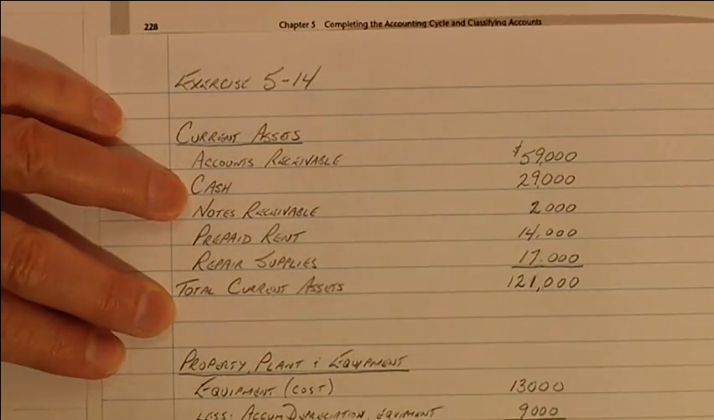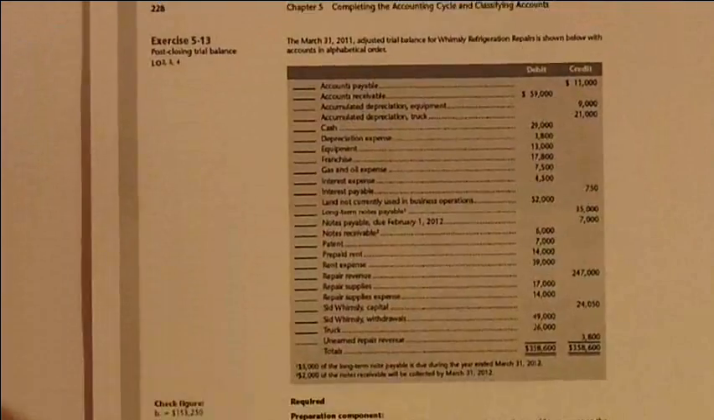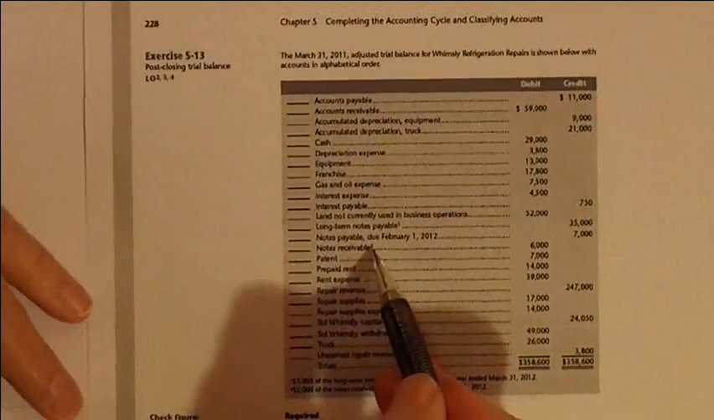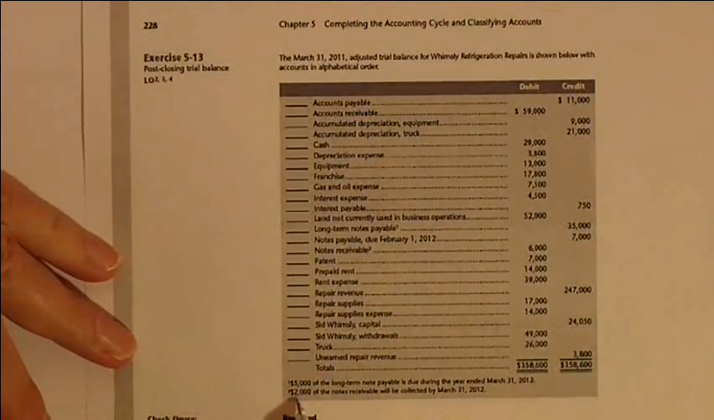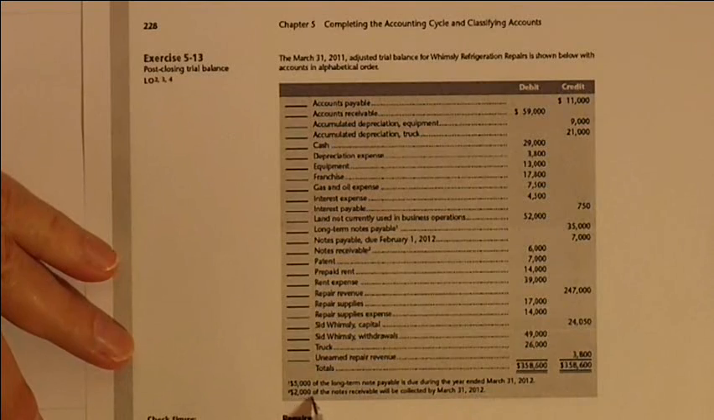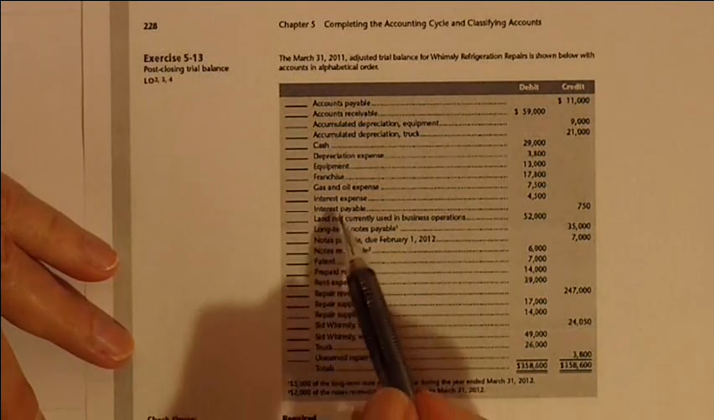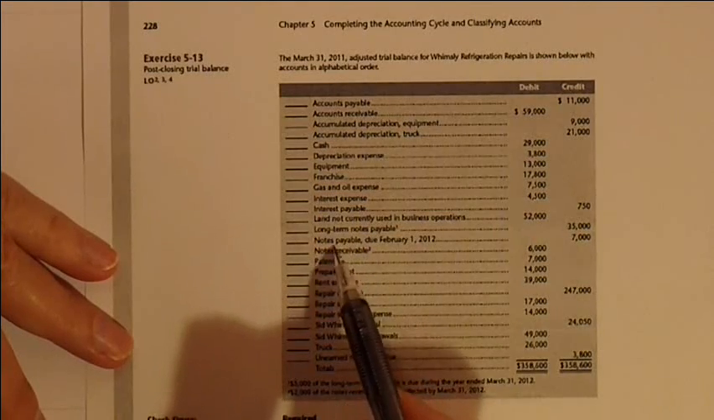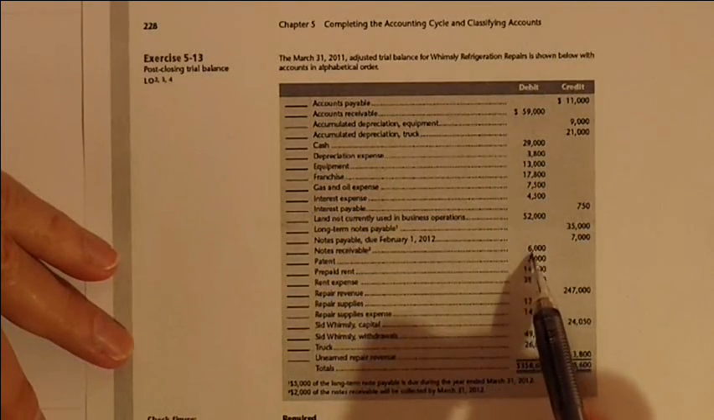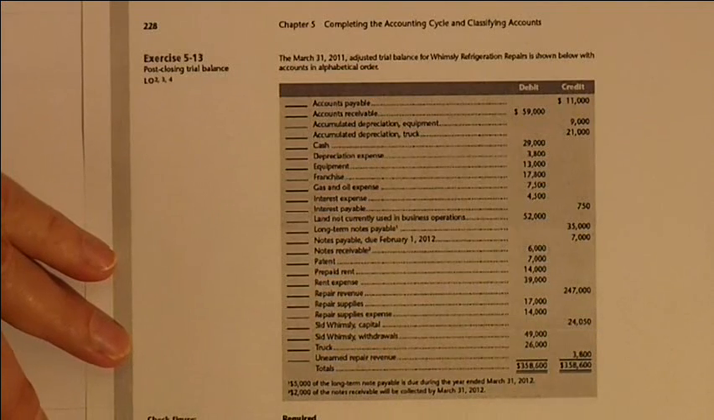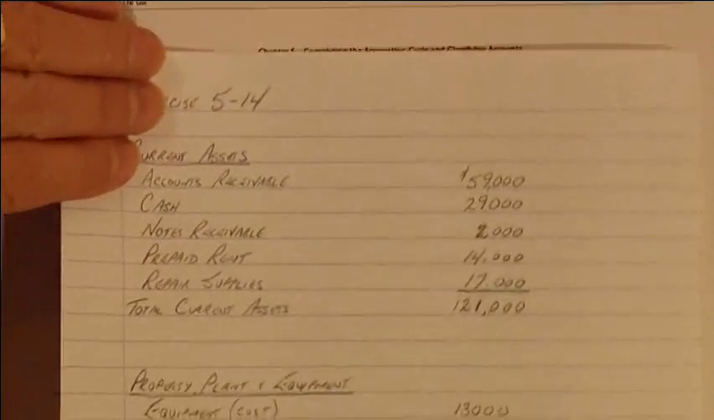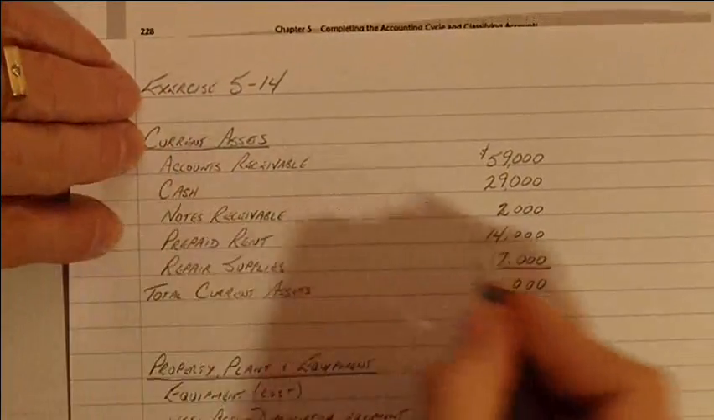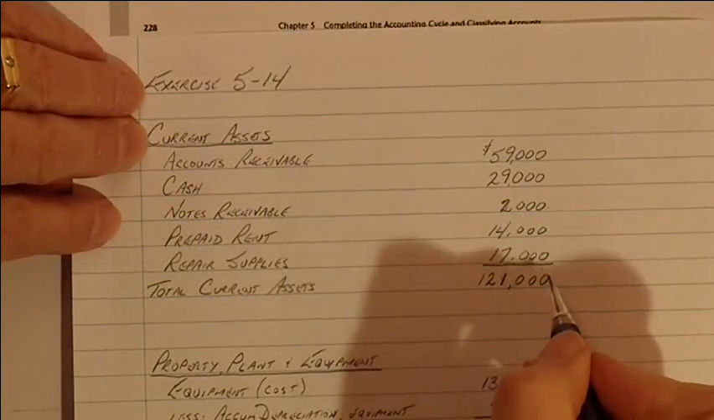In fact, when you take a look at the notes receivable in this question, there's a little tiny 2 beside it, which suggests there's a note down here that says $2,000 of the notes receivable will be collected by March 31st, 2012. So of the $6,000 that is the total note receivable, $2,000 is going to be collected within a year, and that makes that current. So $2,000 of that note receivable gets included in the current assets amount.